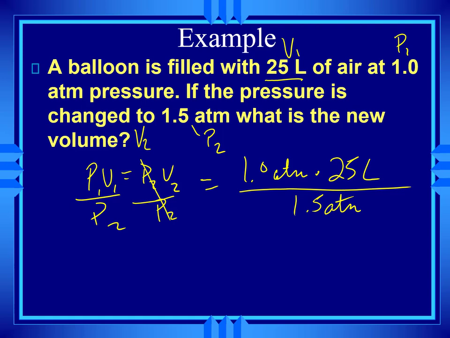Show your work, include the units. So 25 divided by 1.5 is, with 2 sig figs, 17. And what units? Well, the atmospheres cancel out, so I'm left with just liters. The units should always work out when you do this. If the units don't work out, you did something wrong. Okay? Units will always work out. Extra is super tough.